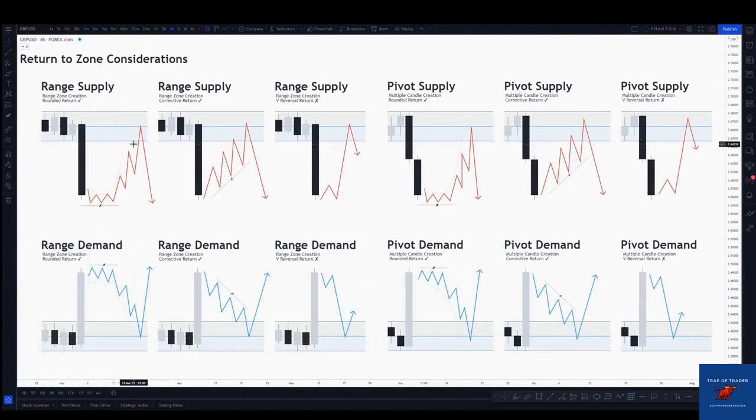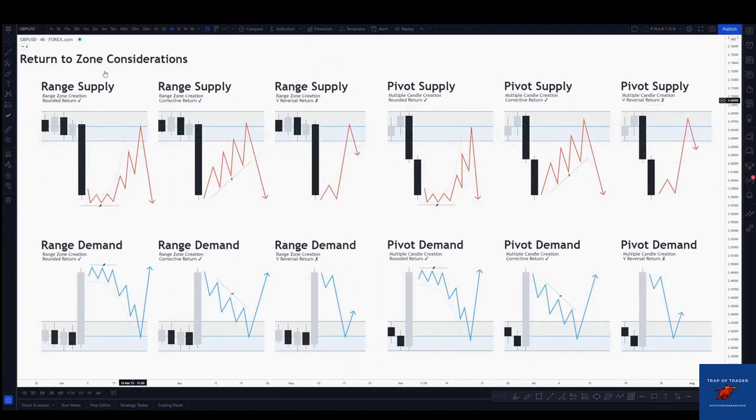Now the next step is seeing how price actually returns to that zone and what that means to me. There are three different ways that price is going to return to a potential supply or demand zone: a rounded return, a corrective return, or a V reversal return. Each one of them has its pros and cons, and we'll go through those right now.